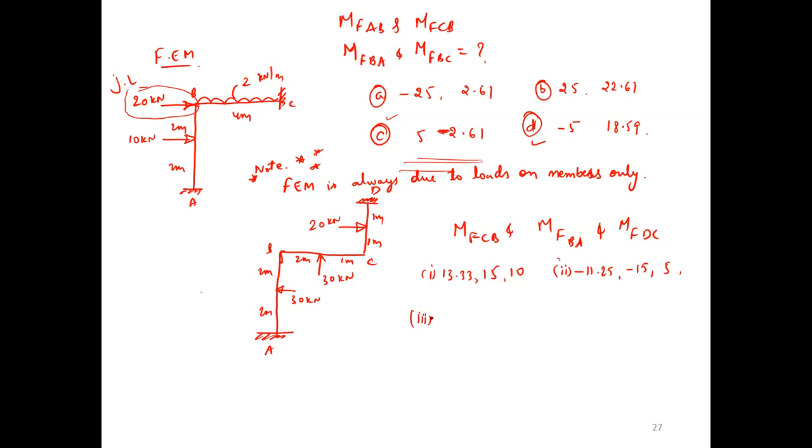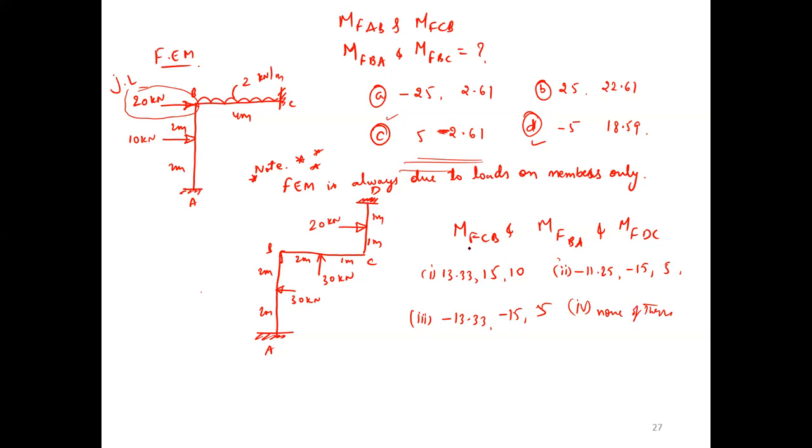I will give one more option. I will slightly modify your results. Let's see. Minus 13.33 I will give, and once again minus 15, and I will give 5. Okay. None of this, as the fourth option. Let's see, we will check one by one.